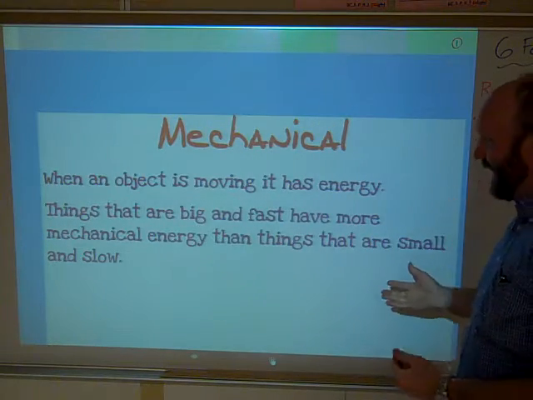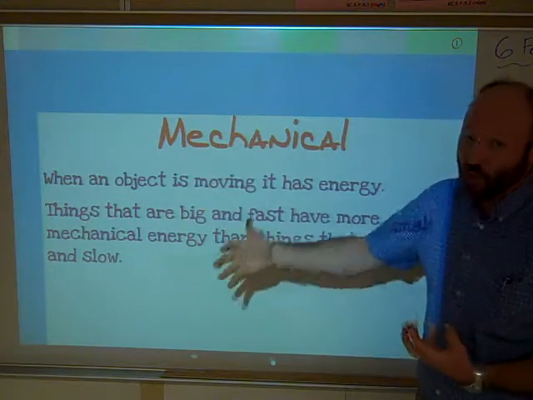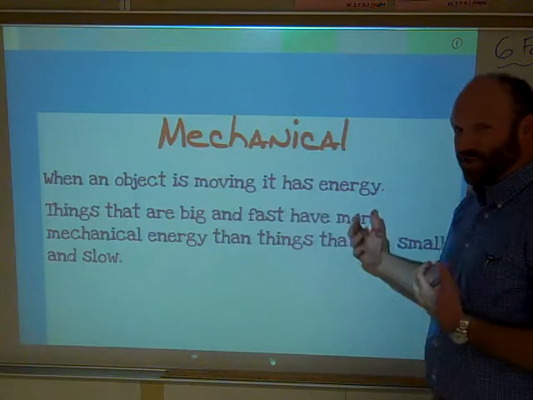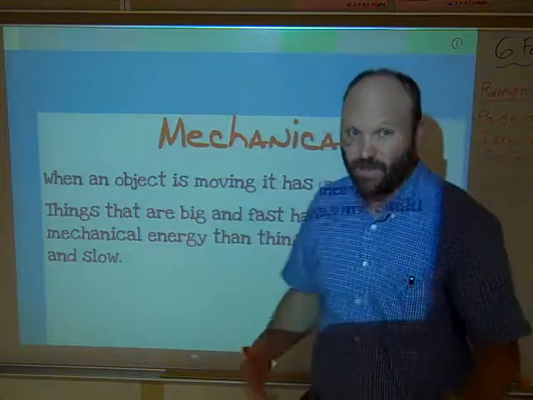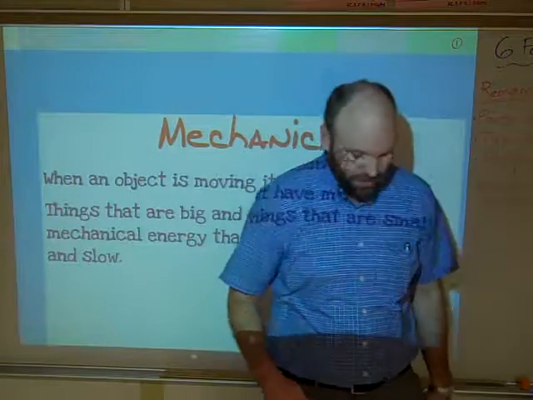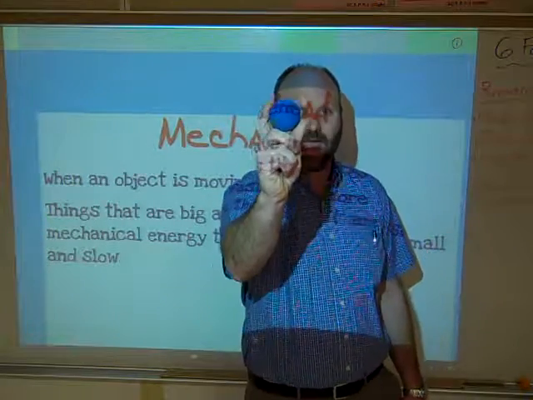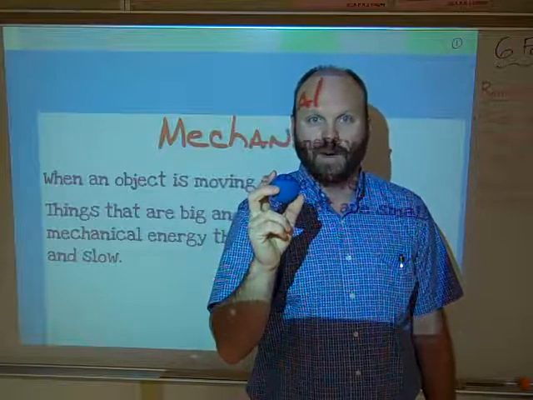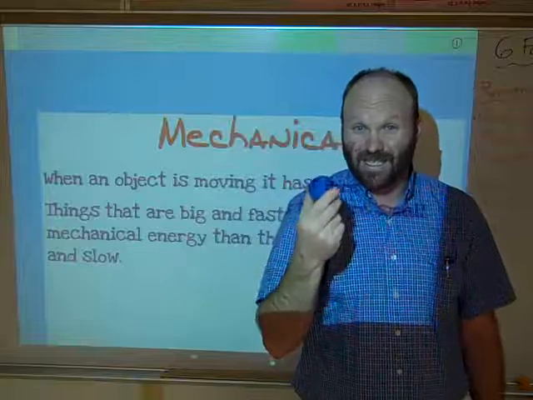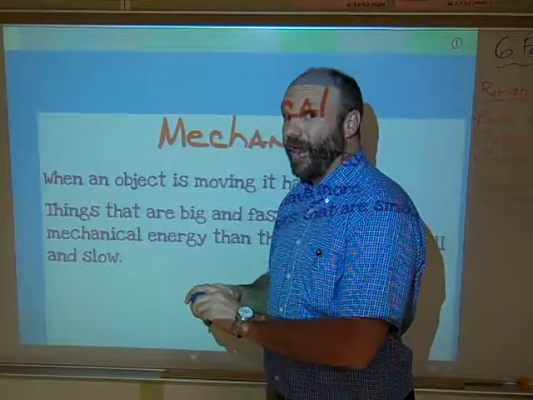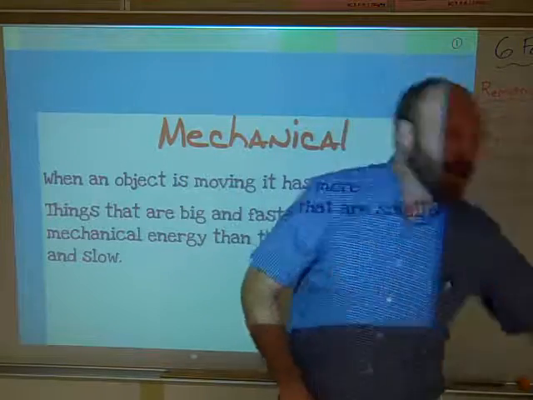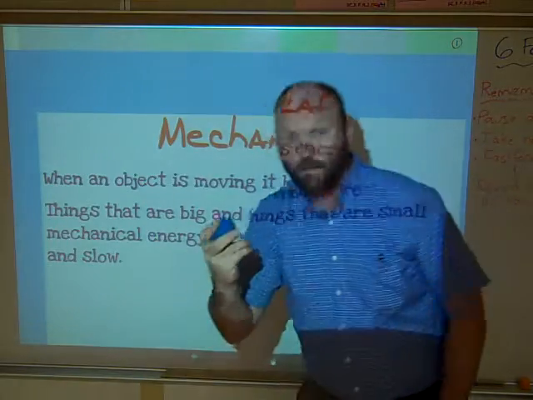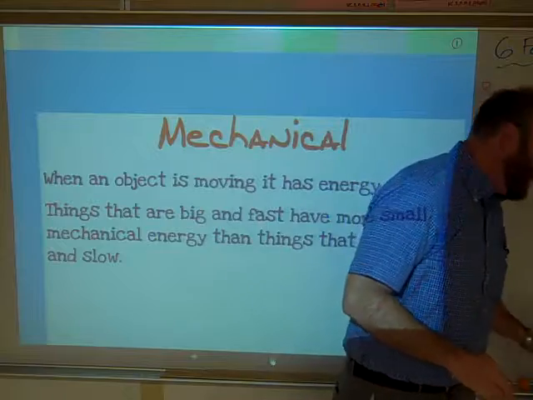Things that are big and that are moving fast have more mechanical energy than things that are small and are moving slowly. Now, you already knew this to be true. For example, if I took my racquetball here and I threw it at the camera and I threw it at you, well, it probably wouldn't hurt that much. But if I increased its speed and I turned and threw it really fast, it would hurt if it hit you.